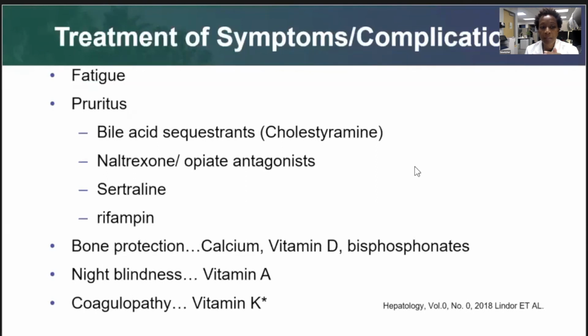Hallmark symptom people complain of is fatigue, as well as pruritus. And the treatments for pruritus: cholestyramine, which is a bile acid sequestrant, naltrexone, Narcan, which is an opiate antagonist, sertraline, which I've tried, limited success, and rifampin, which is my last resort, and I've had a fair amount of success with that.